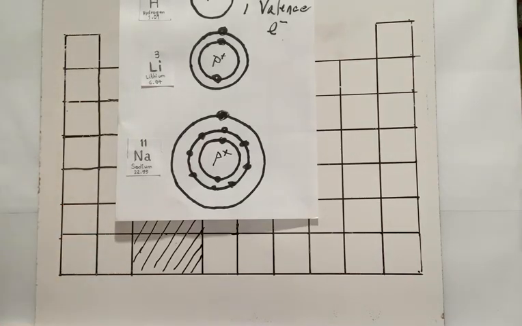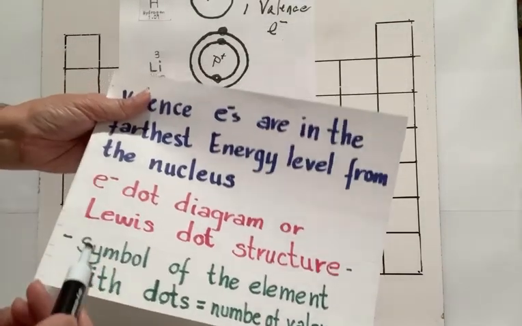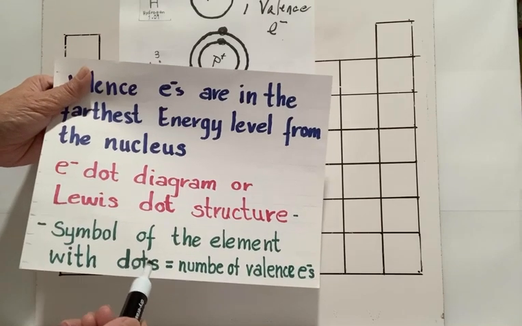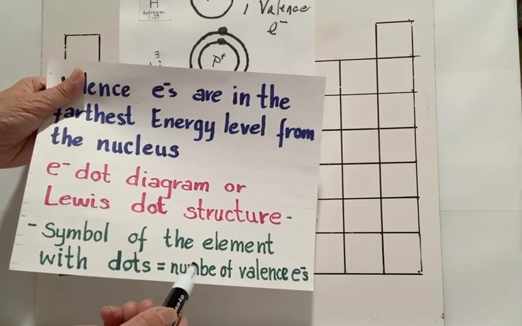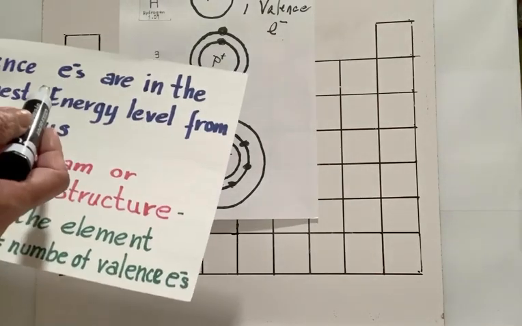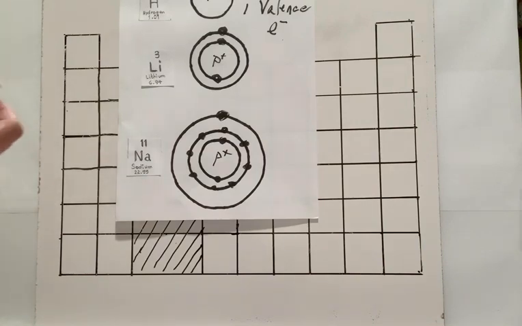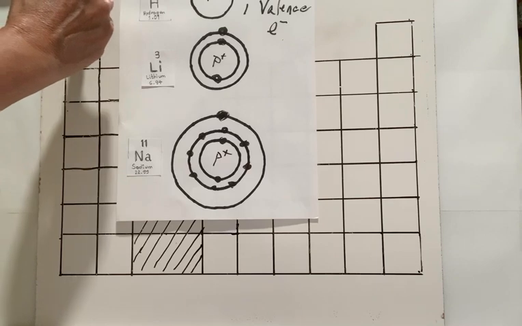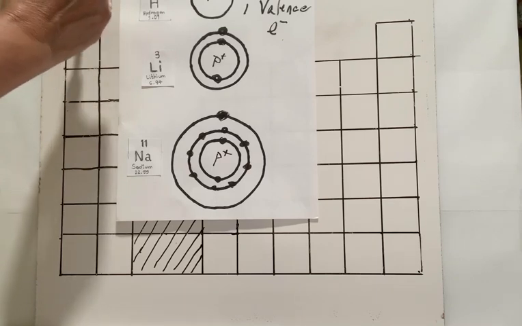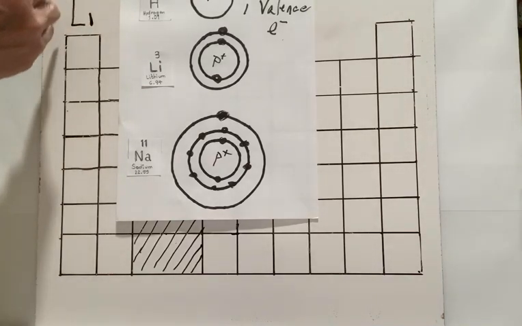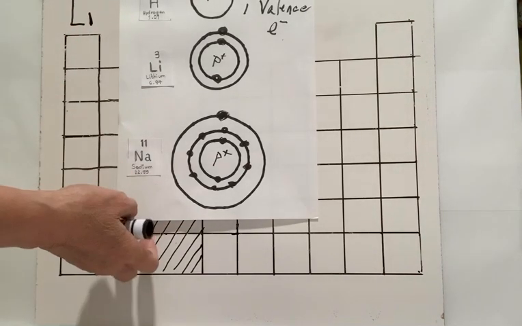And we describe the Lewis dot structure as the symbol of the element with the dots. And that number of dots is exactly equal to the number of valence electrons. So to illustrate that, let's have lithium representing the group 1A. This is lithium, right? With 1 dot. And that dot is the valence electron.